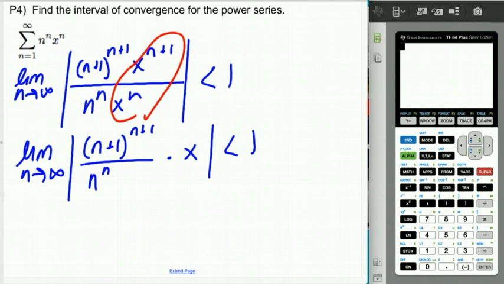So here's the short answer, because you can't distribute. This is not an n to the n plus 1 and a 1 to the n plus 1. That's not how that works. But if you were to FOIL this out, right?